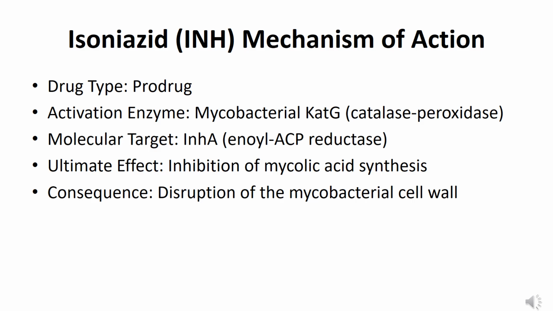In summary, isoniazid is a prodrug that requires activation by the mycobacterial KatG enzyme. Once activated, it inhibits the enzyme InhA, disrupting the synthesis of mycolic acids. Because mycolic acids are essential components of the mycobacterial cell wall, their loss weakens the organism's protective barrier and ultimately leads to bacterial death. This makes isoniazid one of the most effective first-line agents in tuberculosis therapy.